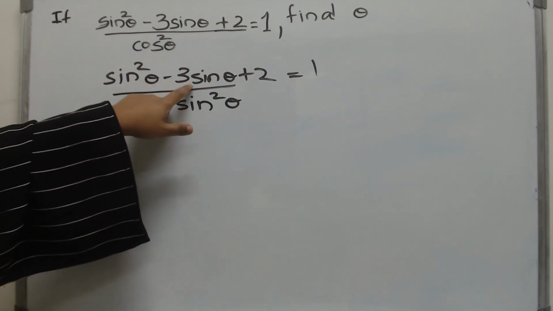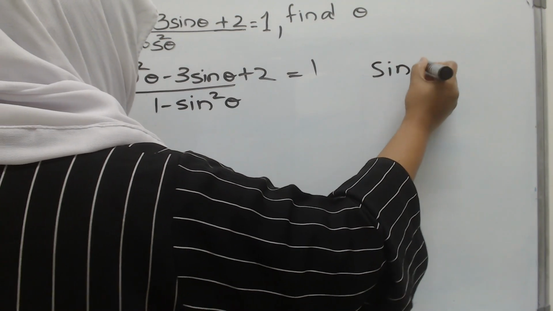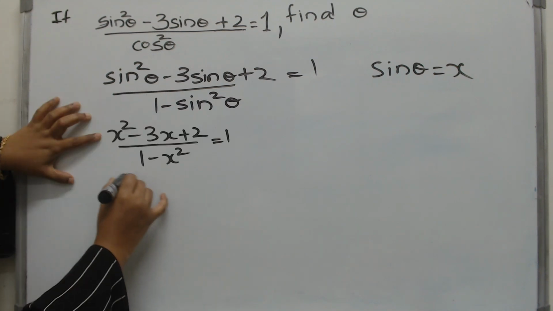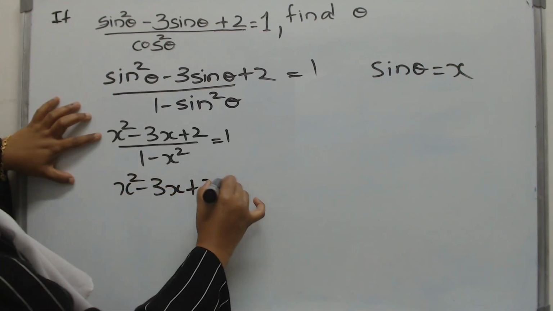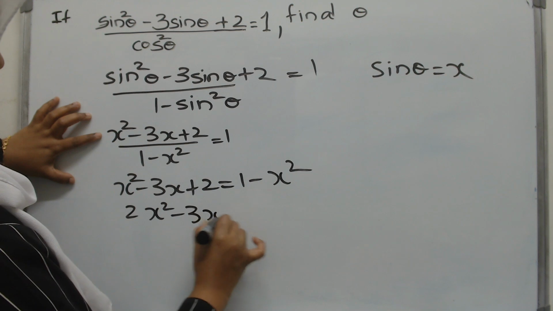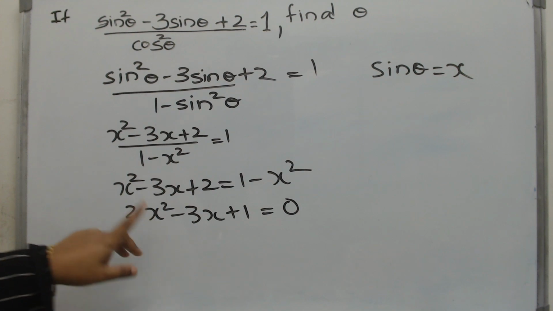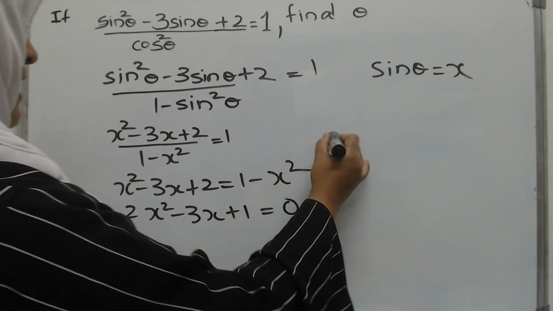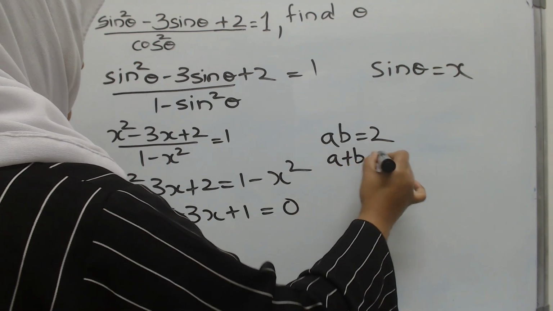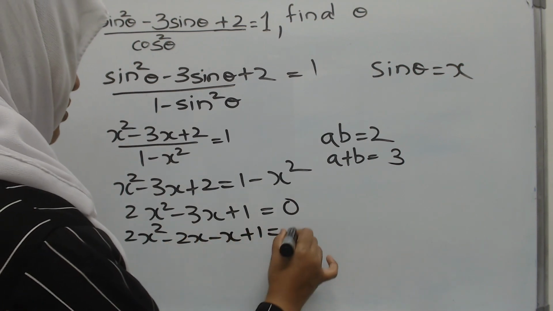You see how many sine thetas are here. Instead of sine theta, put an x and find what sort of an equation we end up with. When you cross multiply, how do you get the equation? This is what the equation is, and finally your equation is going to end up like this. Now what are the two numbers we are looking for? We are looking for two numbers which when multiplied will give you 2, which when added should give you a 3. Split the middle term and what sort of an equation do you end up with?